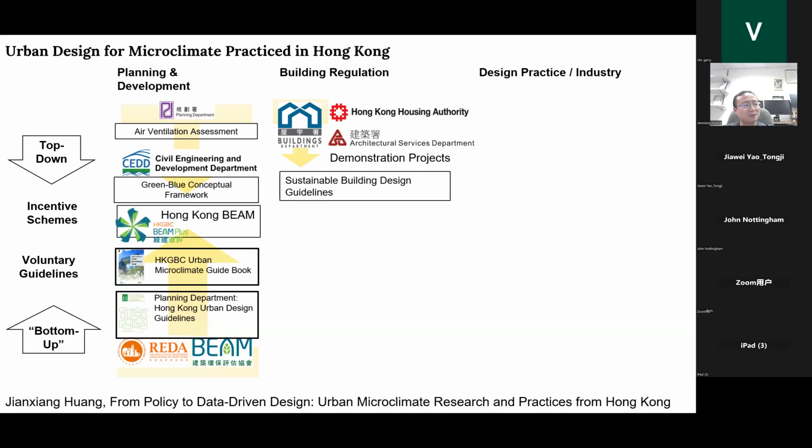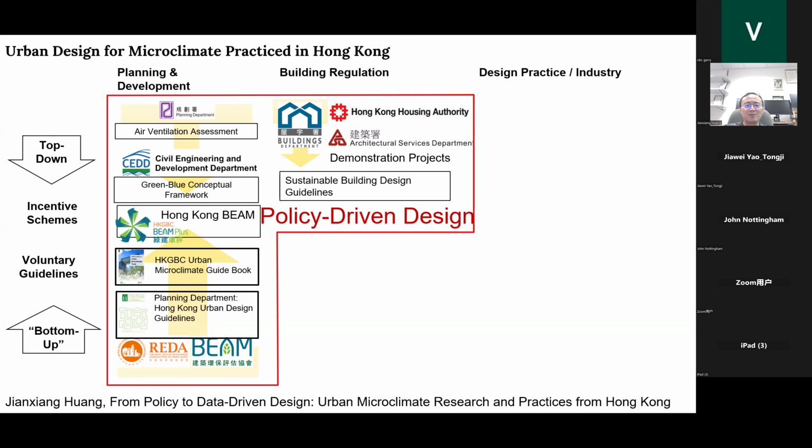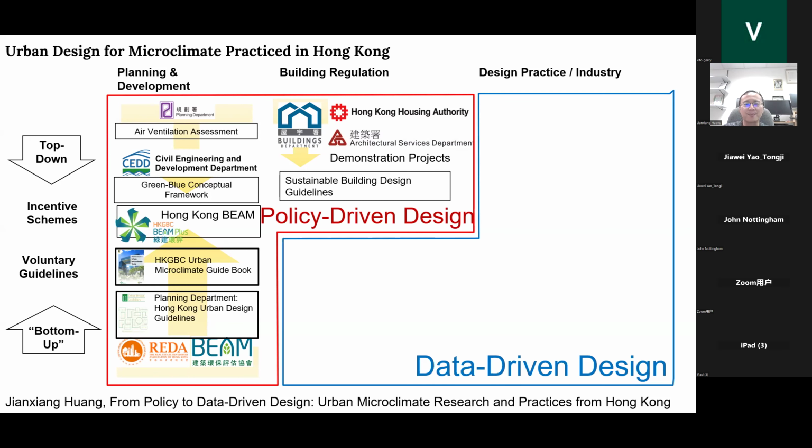I'm probably going to accelerate a little bit. I think I used more than half of my time. Now, this is more or less the structure of government approaches. What can we do to reduce urban heat or enhance urban microclimate in Hong Kong? There are lots of top-down strategies, or policy-driven design, in my opinion. But there's less of this bottom-up innovation.